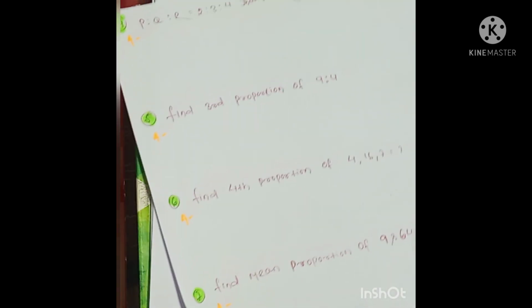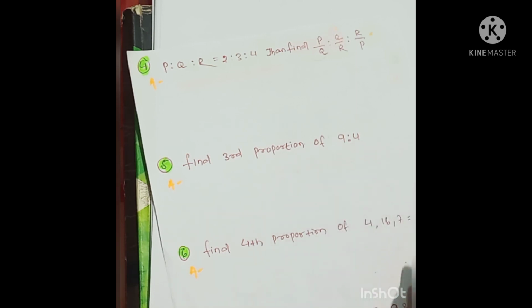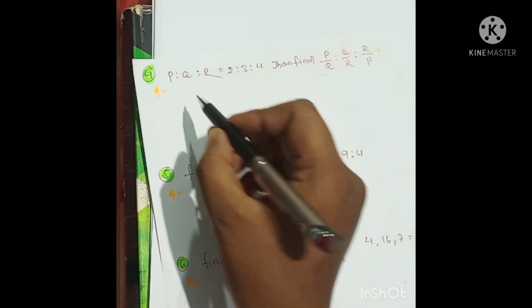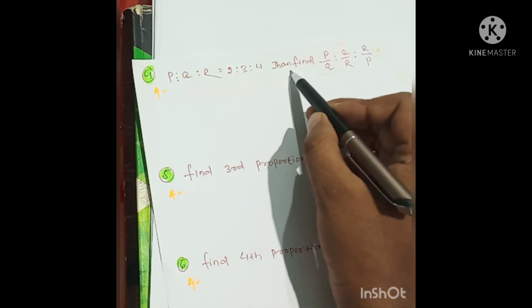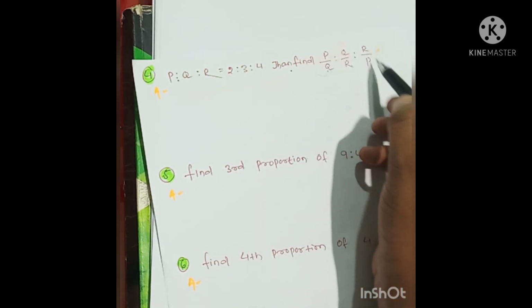So this is your 4th question. What do we have here? This is again a different question. P is to Q is to R equals 2 is to 3 is to 4. Then find P by Q, Q by R and R by P.